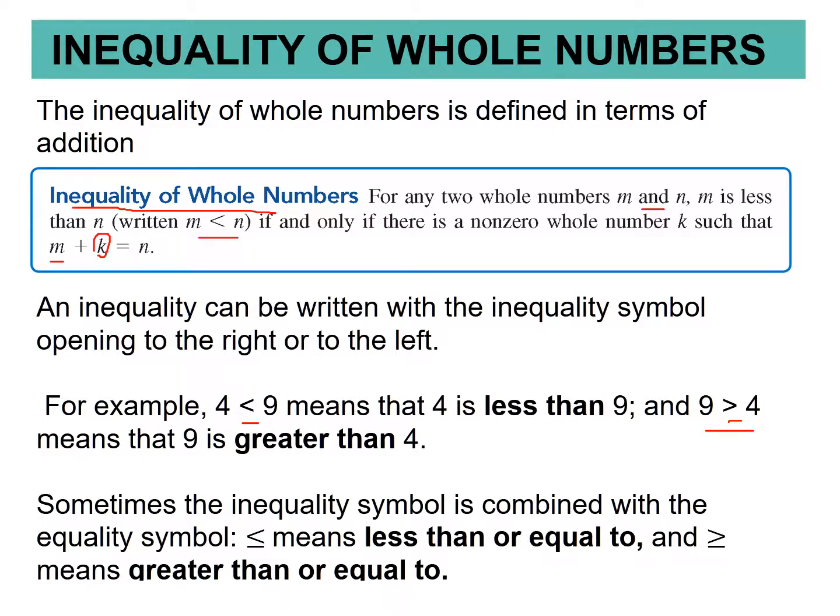Now, sometimes the inequality can be combined with the equality symbol to mean that one number is less than or equal to, and the other one that some number is greater than or equal to another. Okay, so one of the conditions has to hold, not both of them. It could be less than, or it can be equal to, or it could be greater than or equal to.